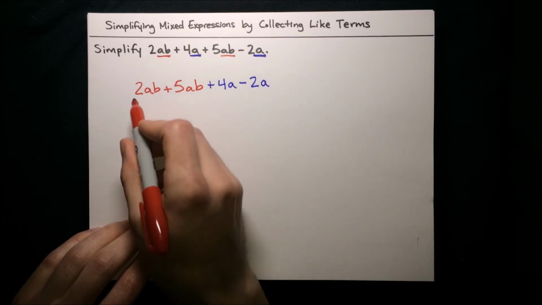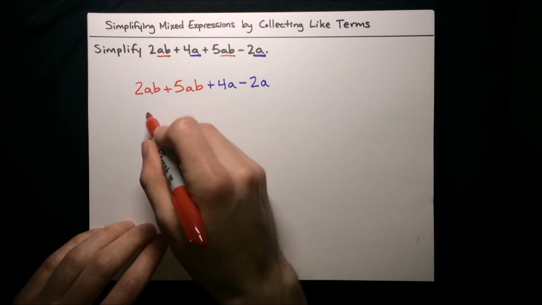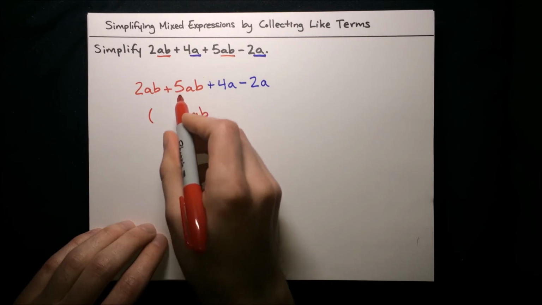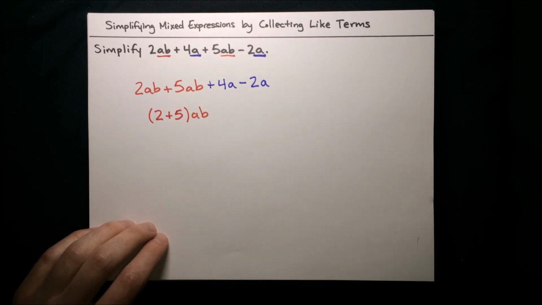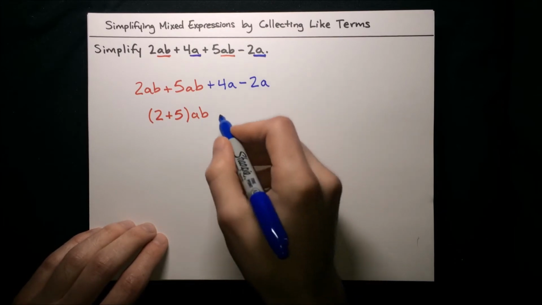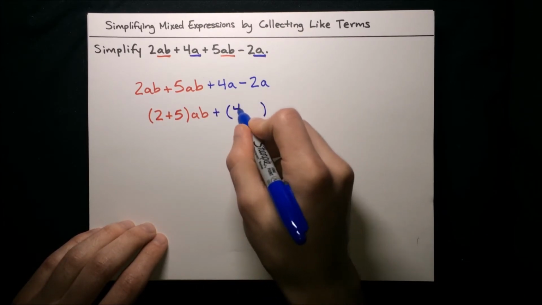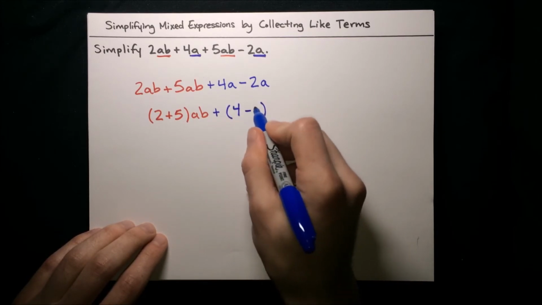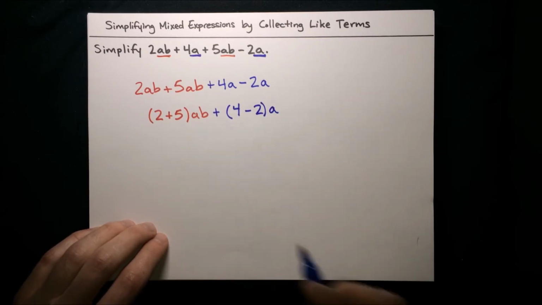So first, 2ab plus 5ab, there's a common variable part, ab, so let's move that outside, ab, and add their coefficients. So 2 plus 5, and then we'll do the same thing with 4a minus 2a. So we'll be adding the coefficients, 4 and negative 2, well, really subtracting here, 4 minus 2. And then the variable part is a. And now we can just simplify this.